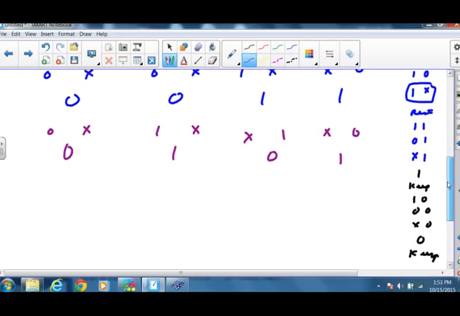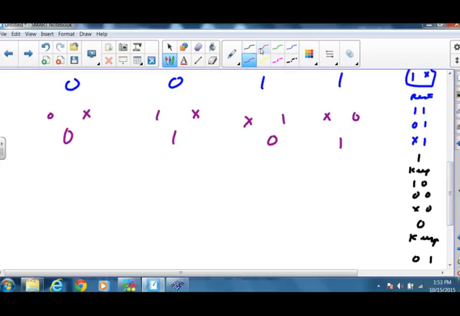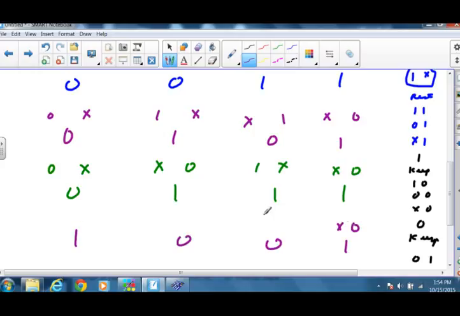Okay, now I'm at my 5, I want to go to 7. 0, 1, 1, 1. 0, I don't care. I don't care 0. I don't care 0. I don't care 0. 1, I don't care. And then we're going to go to a 9. 1, 0, 0, 1. I don't care, 0. I don't care, 1. I don't care, 1. And 1, I don't care.